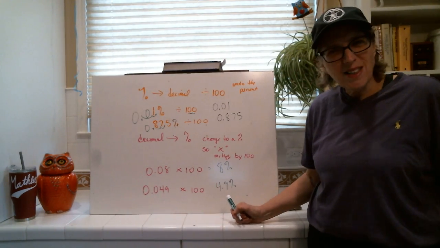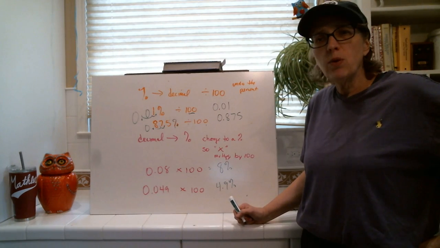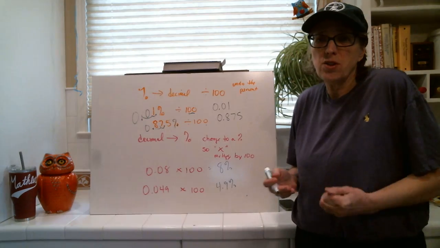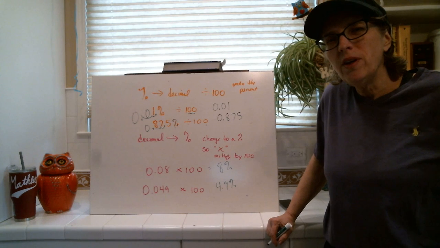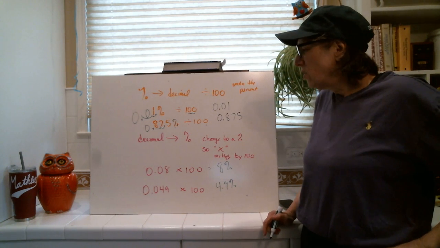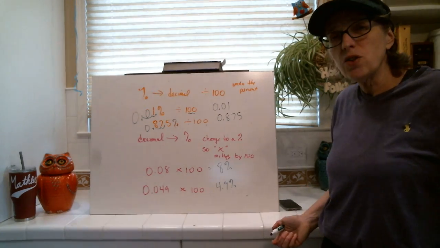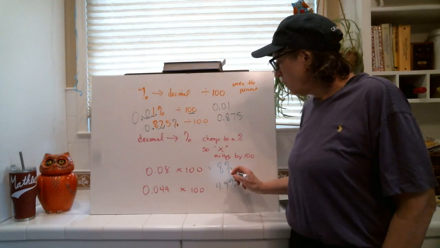So notice this one. Here, when we were dividing by 100, we moved the decimal place 2 places to the left because there's 2 zeros in 100. Well, if we multiply by 100, we're going to move the decimal places 2 places to the, yes, the right. That's the shortcut. You don't have to use the shortcut, but look, this was 8%.